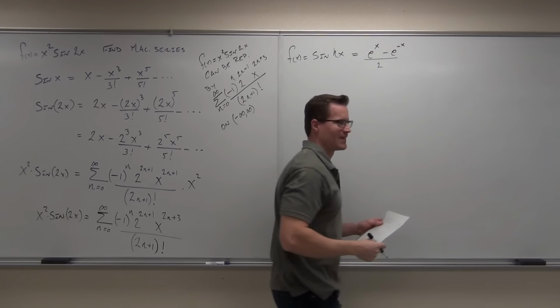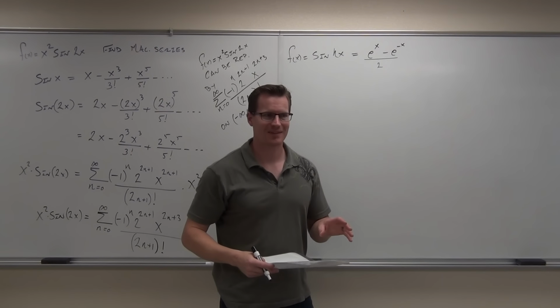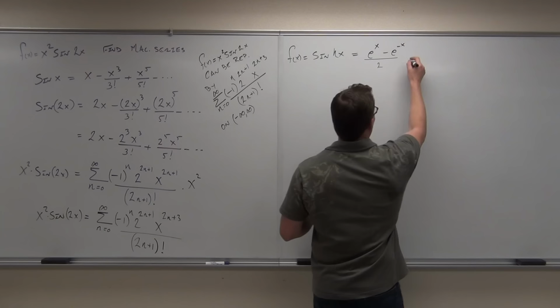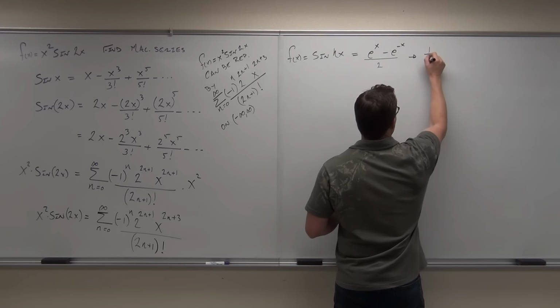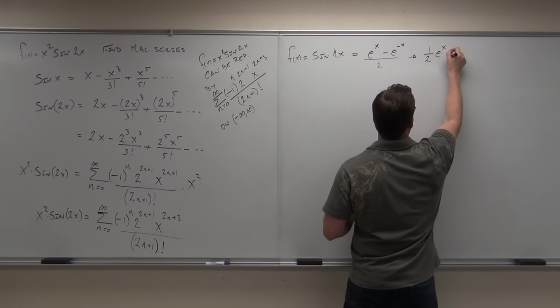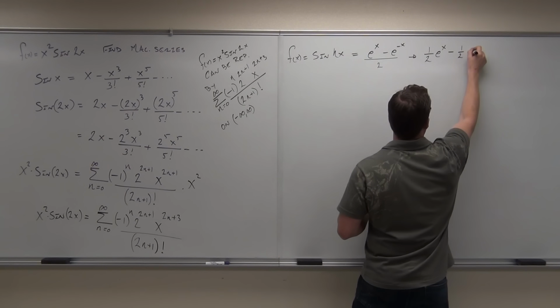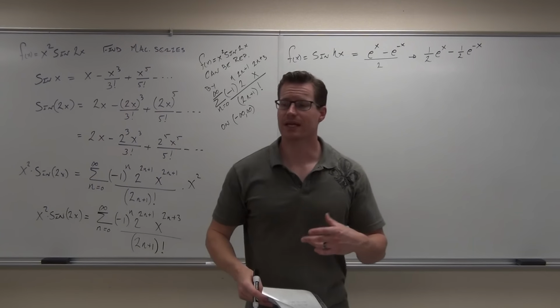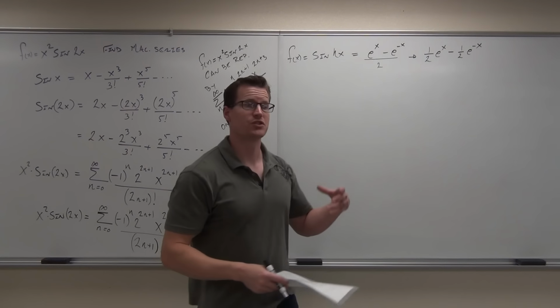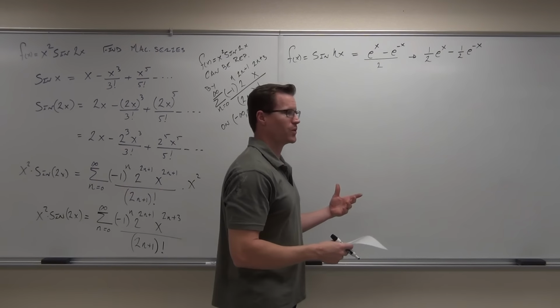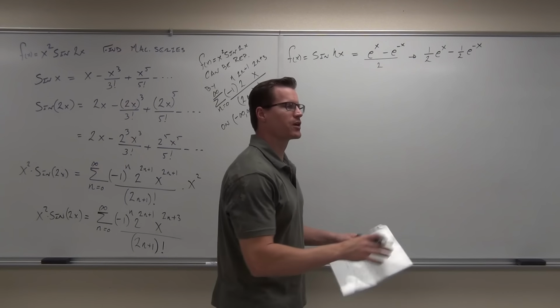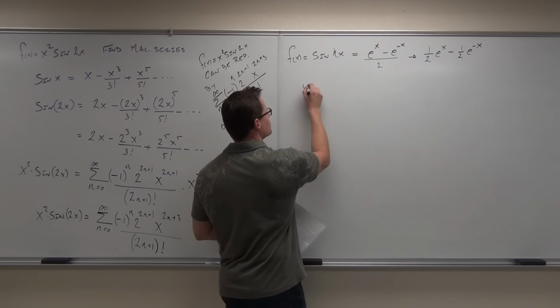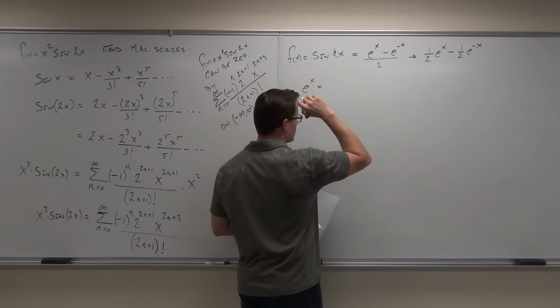Do you remember that one? Yes. Okay, cool. Well, if you split this up, then what we really have here is a combination of 2 different series, which is really cool. So think about this. Look back at your notes and tell me what e to the x equals as far as your series is. x to the n over n factorial.